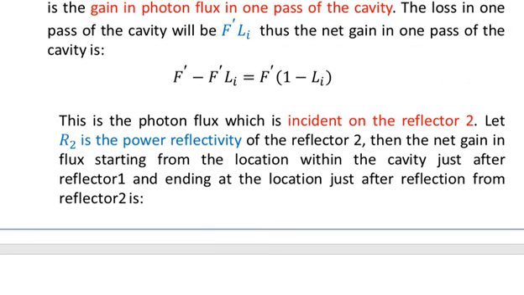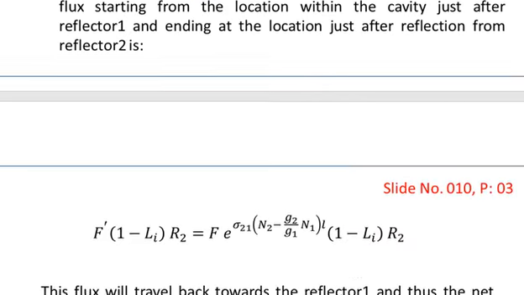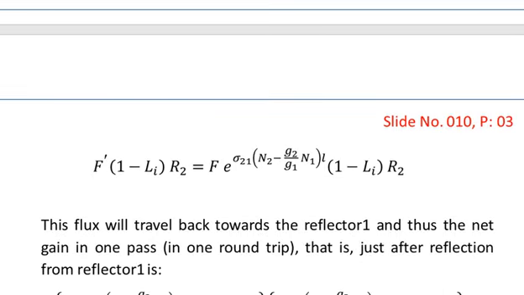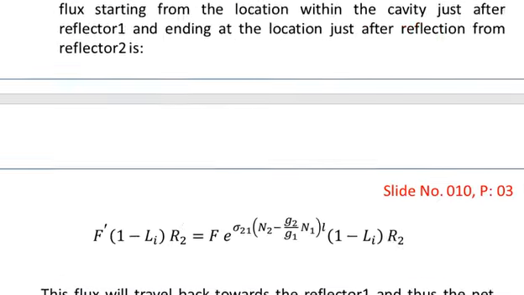So you see that when this field, which we have written as f prime minus f prime into Li, is incident on the second mirror, the power reflectivity will be multiplied. So we have multiplied on both sides by R2. On the left hand side we have multiplied by R2, and on the right hand side we have substituted the value of f prime. That is, f prime has been replaced by the right hand side of equation 10.2.